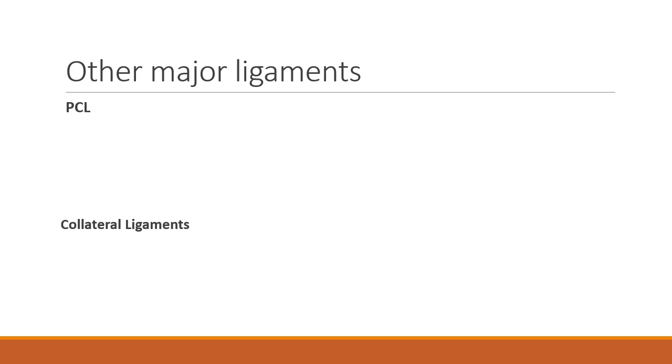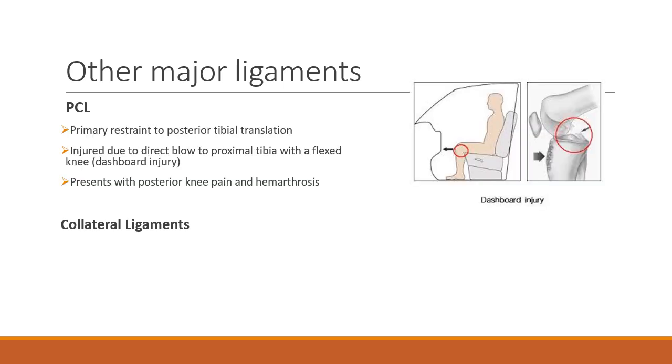PCL is the main restraint for posterior translation of the tibia on the femur. It attaches posteriorly on the tibia at the PCL sulcus and goes anteriorly toward the medial femoral condyle. Injury of the PCL usually happens due to a direct, contact type hit on the tibia from anterior to posterior, like with dashboard injuries. Usually the patient presents with sudden onset pain due to the rupture of the ligament with a huge swelling inside the knee joint, as the PCL is an intra-articular vascular structure.